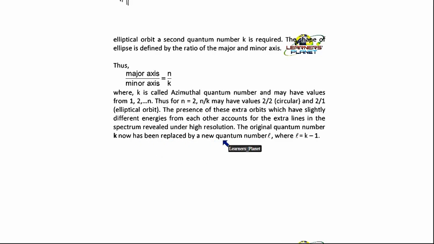The original quantum number k now has been replaced by a new quantum number L. L is equal to k minus 1. Now what is it saying? That for a particular value of n, there are k values. That is, when n is equal to 1, k can have only one value. That is, n by k is equal to 1, that is, the orbit is circular.